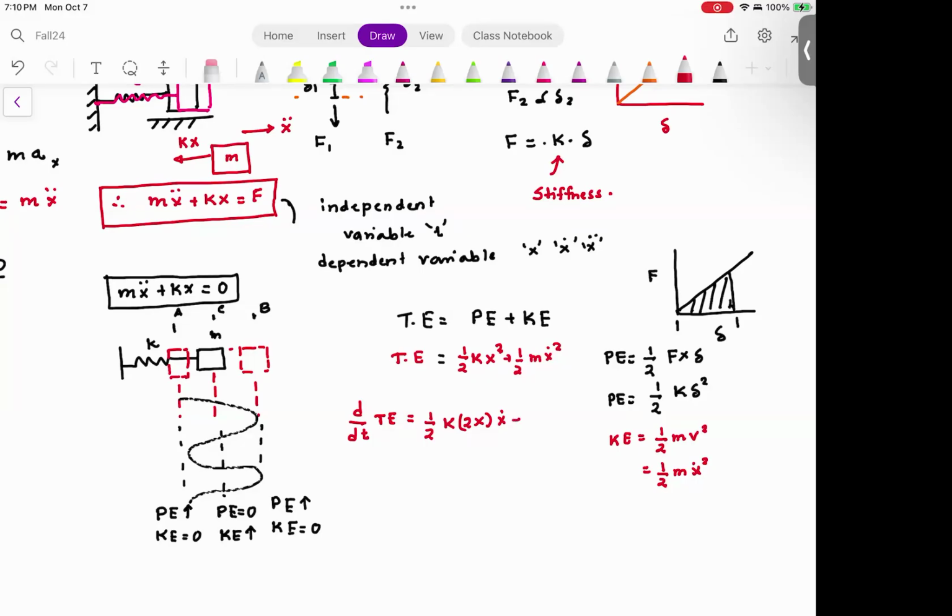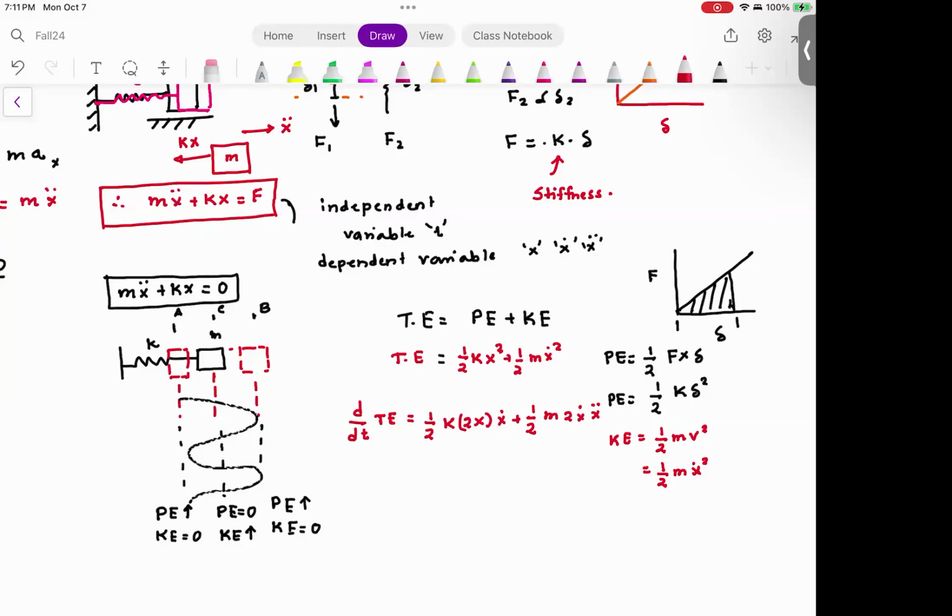Same thing is going to happen over here, which is 1/2 m times 2 x dot x double dot. Do you agree with me? x dot squared, if I take the derivative, is going to be 2 x dot and the derivative of x dot, which is x double dot. Everyone understood this?